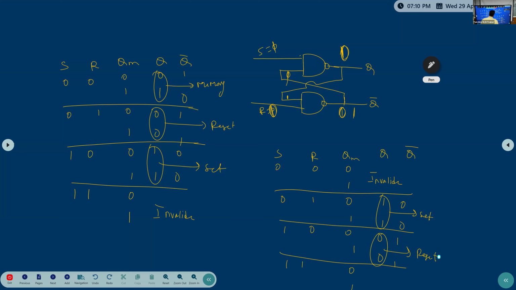Next, both are 1. This is 1. This is also 1. If memory is 0, then this will become 0, and 0 and 1: if any one of the inputs is low, the output will be high, 1. Means if you are 1, this 1 will go here, 1 and 1, so the output will be 0. If your memory is 0, it will be 0. If your memory is 1, it will be 1. Quite opposite to this one. So this is the memory state.